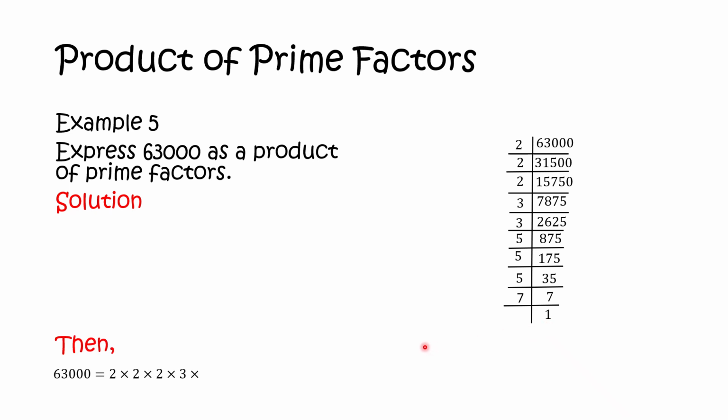So expressing 63,000 as a product of its prime factors, we are going to get 2 to the power 3 times 3 to the power 2 times 5 to the power 3 times 7.